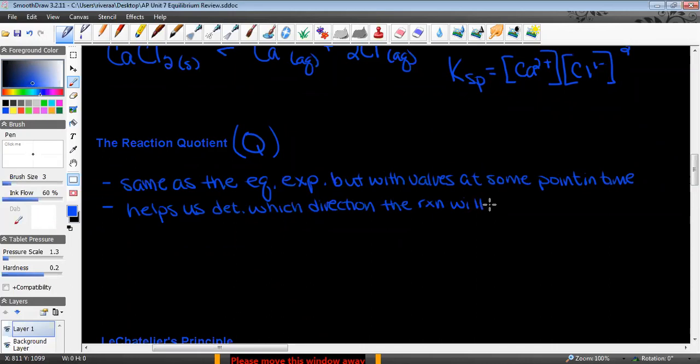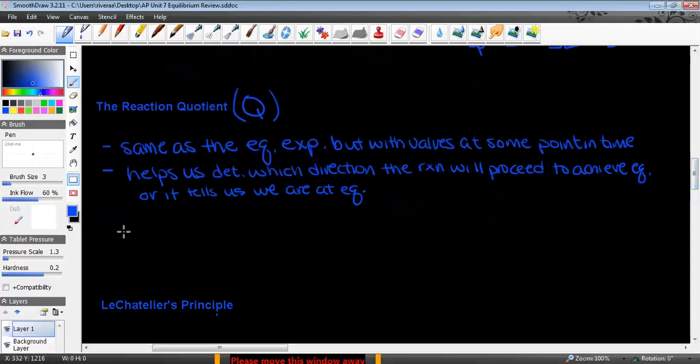Which direction the reaction will proceed to achieve equilibrium? Or it tells us we are at equilibrium. So it's the same expression, right? Q is equal to our products.